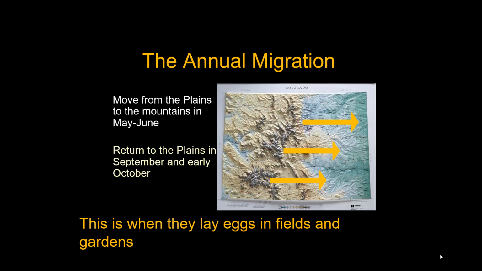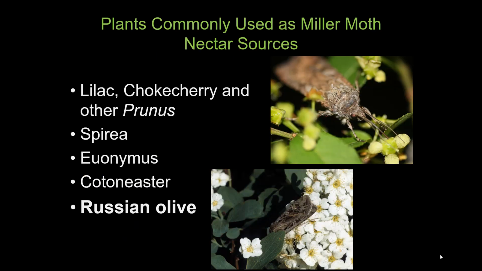So the whole time they're up there in the mountains, they're sipping on nectar, staying cool, hunkered down under some loose rocks or something, and then building up the fat reserves to lay the eggs. But those eggs are not going to be laid until the following September, maybe even early October. Now, the question comes up often, why do I have more Miller moths in my house than my neighbor?